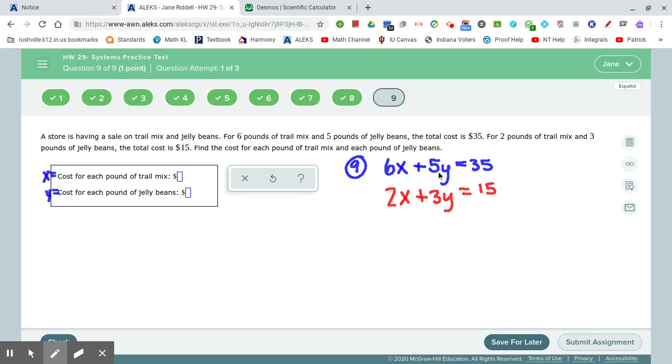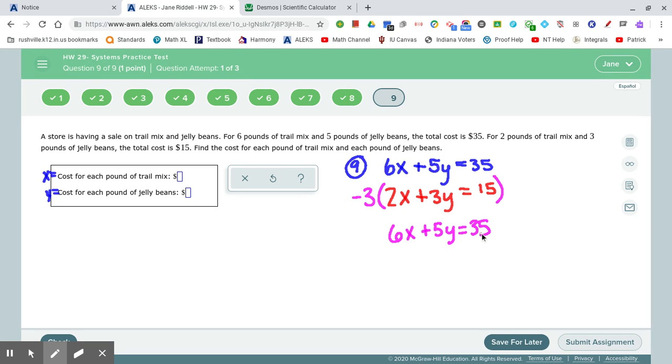So what I need to do is pick either x or y and eliminate it by multiplying by a number so that if I add them together, they're going to cancel. So in this case, I'm going to eliminate x. I have a 6 and I have a 2. The smallest number that both of those can go into is 6, which means the 2 to transform into a 6 needs to be multiplied by 3. Now, if I just multiply it by positive 3, I'll have positive 6, and 6 plus 6 is 12. I need it to be 0, so I need to multiply by a negative 3. So my first equation stays the same at 6x plus 5y equals 35.